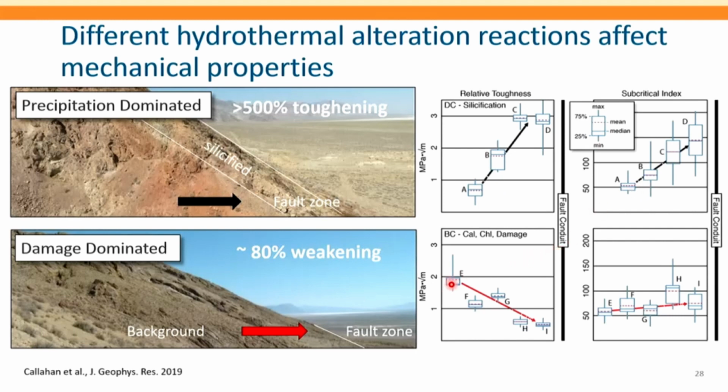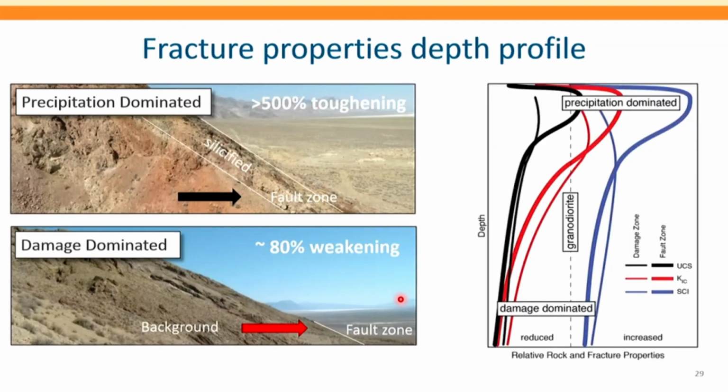The other reaction is where you form a lot of clays, so it's actually weakening the rock. You form chlorite and carbonates, and the alteration is actually weakening the rock. So it can go both ways depending on where you are. And there's some depth zonation of those reactions, so you can actually predict the fracture strength, and then also perhaps fault strength as a function of depth, depending on what kind of reactions you have.